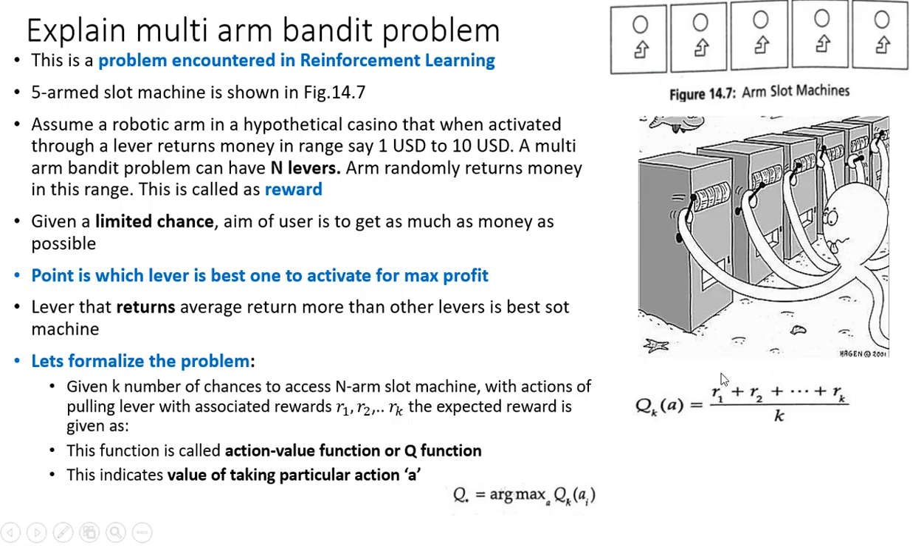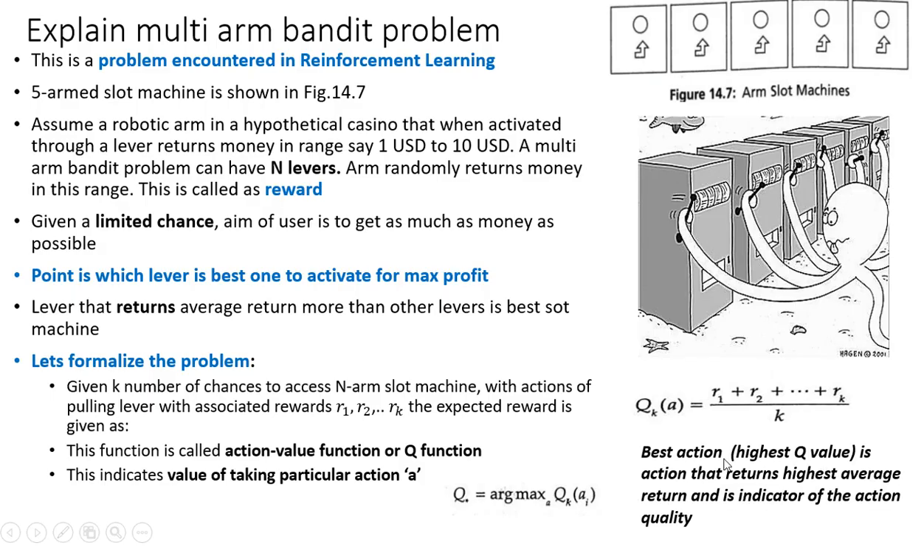So you can say the Q value function is R1 plus R2 and so on, that is, the sum of all the rewards divided by the number of chances that you have. And we choose the maximum Q value to get the maximum reward. The maximum Q value means you have maximum chances of getting the money. So the best action is nothing but the highest Q value, and it is an indicator of good quality.